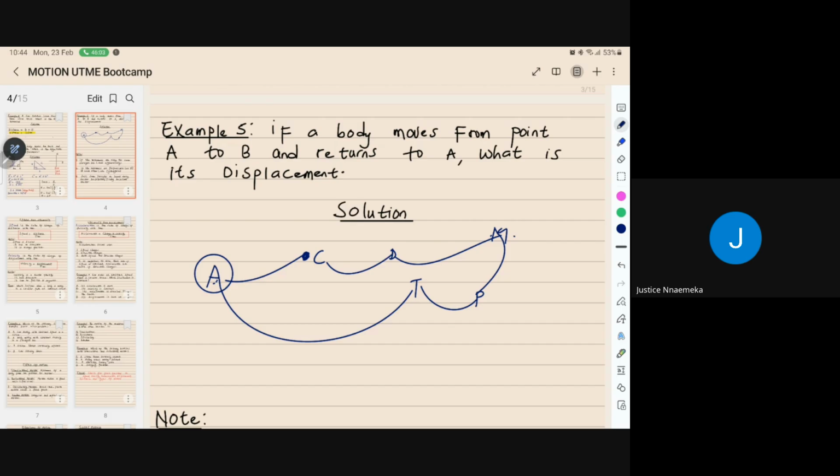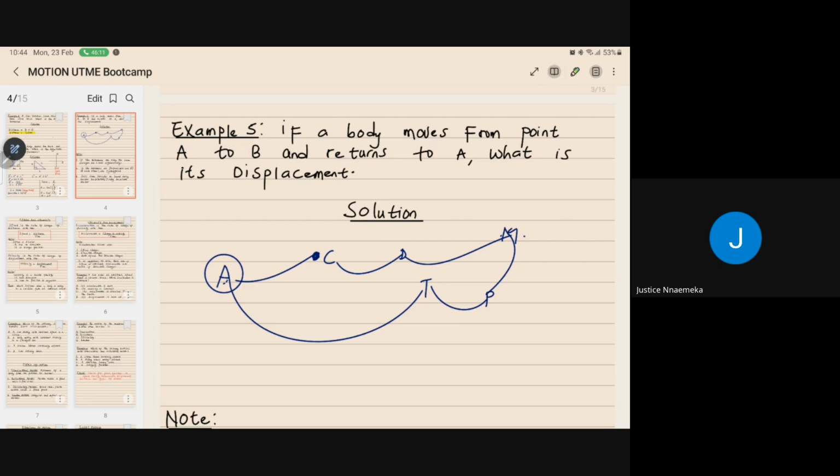Does it make sense? So these are the kind of questions you can see. I leave point A to point B. I'm back to the place I started from. My displacement is equal to 0. Does that make sense? Are we on the same page now?